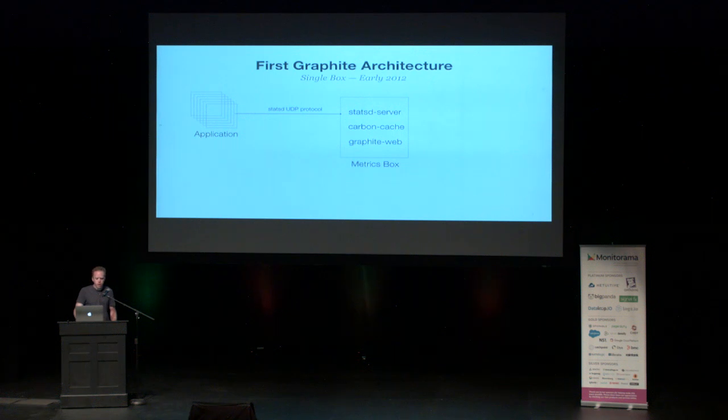Our first Graphite architecture consisted of application code sending metrics using the statsd protocol over UDP to a single box. This box ran the statsd server, which aggregated the metrics, and then sent it to the Carbon cache to record the metrics to disk. The Graphite web interface also ran on this box, which served and rendered graphs to users.